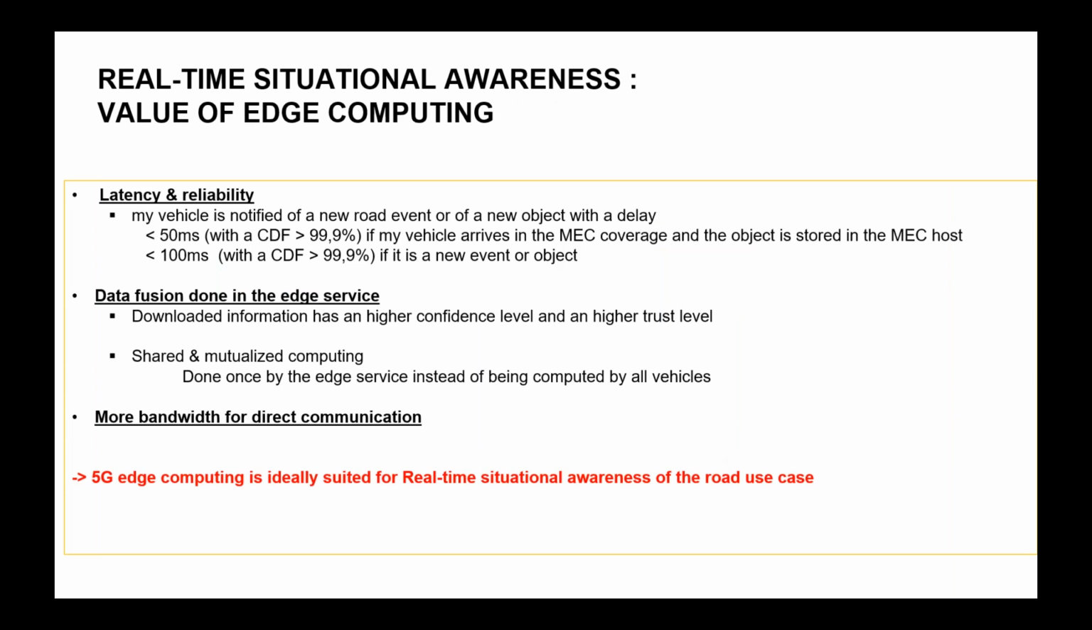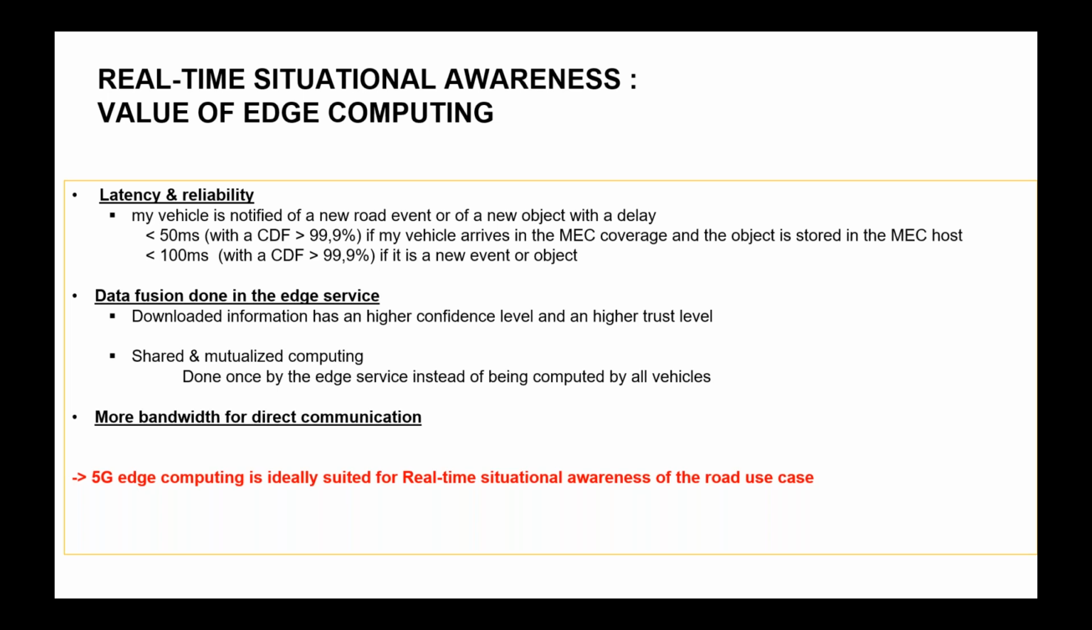So with this type of connectivity and edge computing, your vehicle can be notified of a new road event like an accident or traffic jam, with a delay of less than 50 milliseconds and a probability better than 99.9%, if you are arriving in the MEC coverage and the event has already been detected and stored in the edge of this coverage.